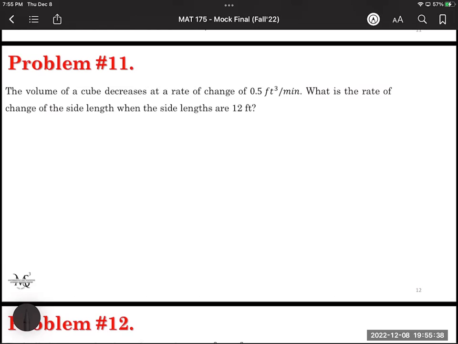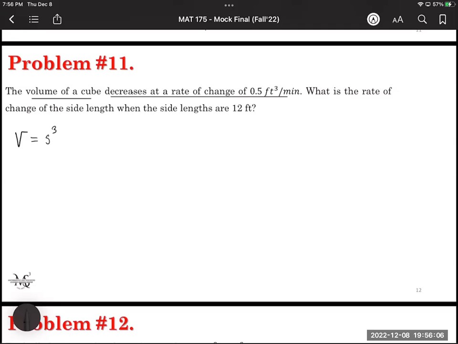So first of all, when I look at the volume of a cube, does anybody know the formula for the volume of a cube? We say that the volume is equal to what? S squared. Careful, that's cube, a cube, not square. My fault. Yeah, S cubed. That's right. Now, another piece of information that was given to us is that the volume is decreasing at a rate of 0.5 cubic feet per minute.